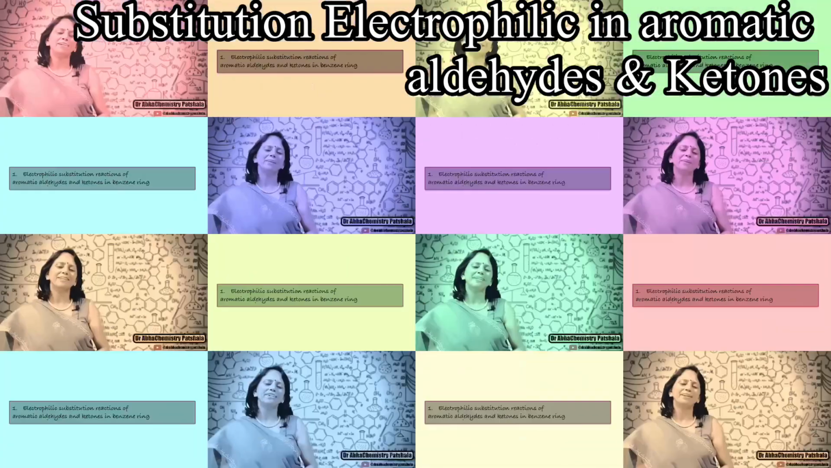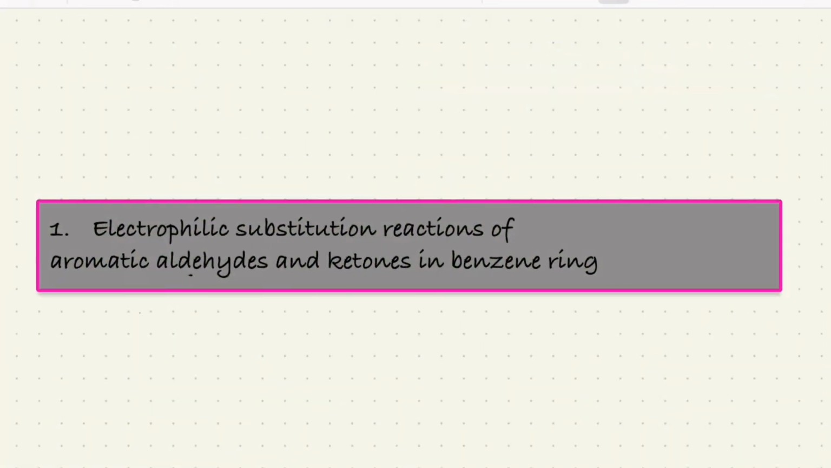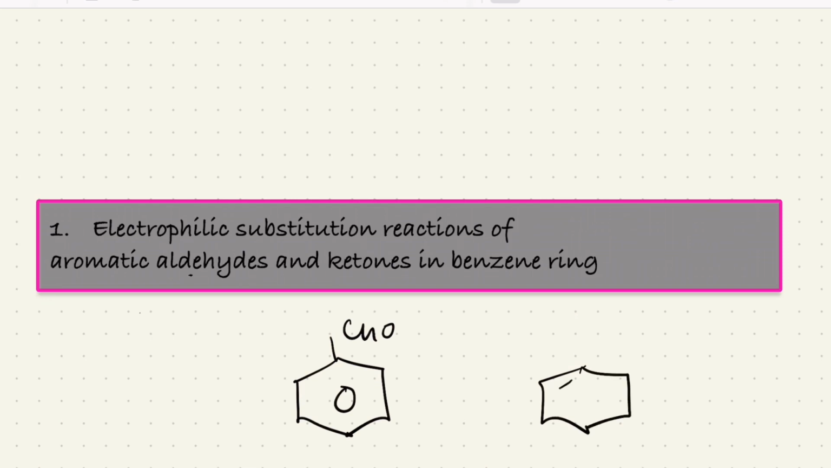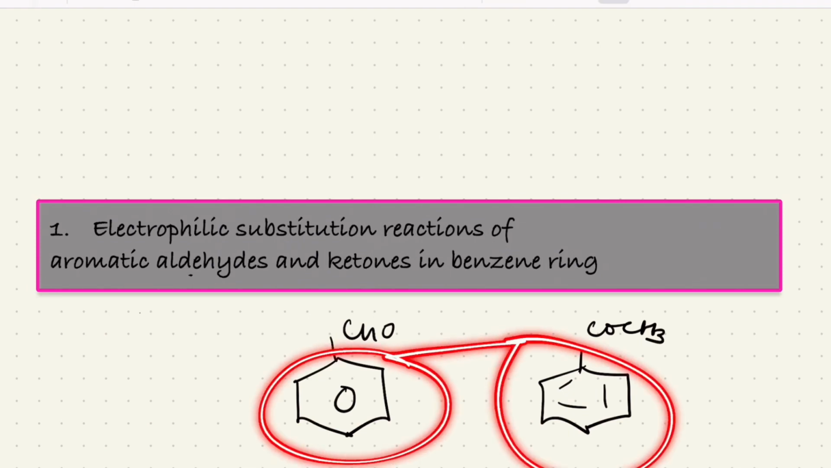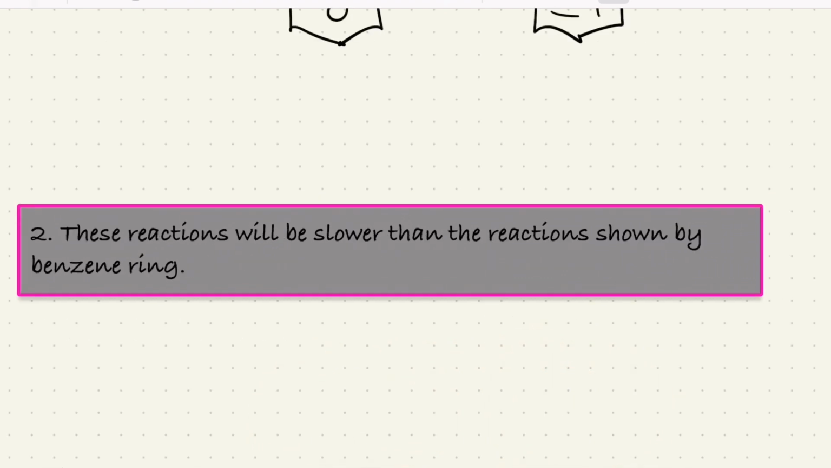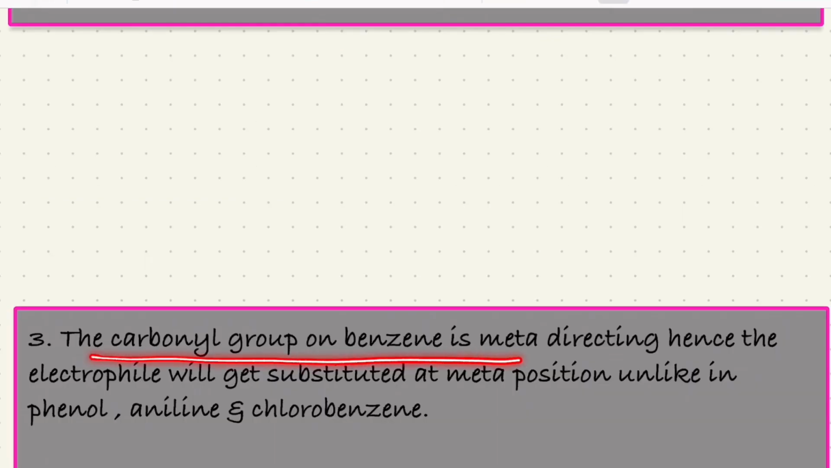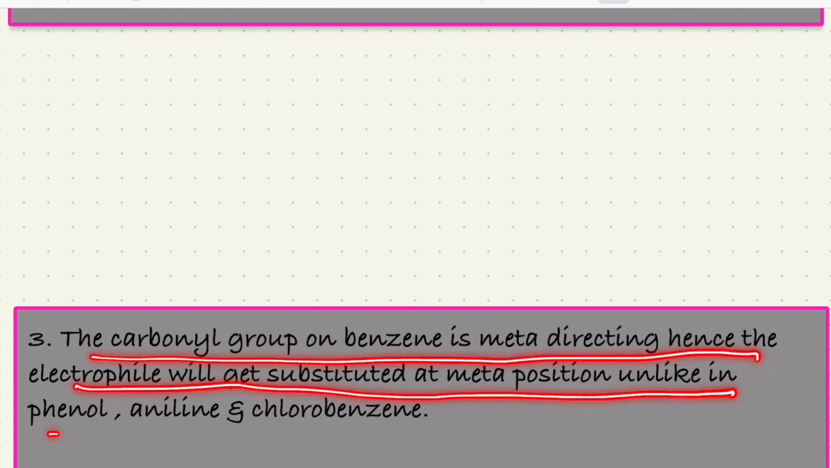Over to the screen for better reaction of aromatic aldehyde and ketone. So, here we are going to talk about the reaction that takes place in the benzene ring, right? So, there are reactions that take place in the carbonyl part, but here we are going to talk about the reaction that will take place in this part, right? These reactions are slower than the reactions shown by benzene ring. The carbonyl group on the benzene ring is meta directing, hence the electrophile will get substituted at the meta position, unlike in phenol, aniline and chlorobenzene where it gets substituted at the ortho and the para position.